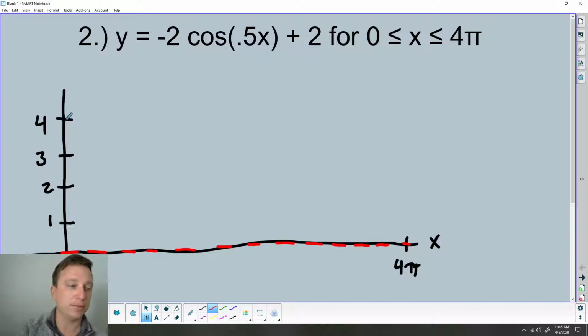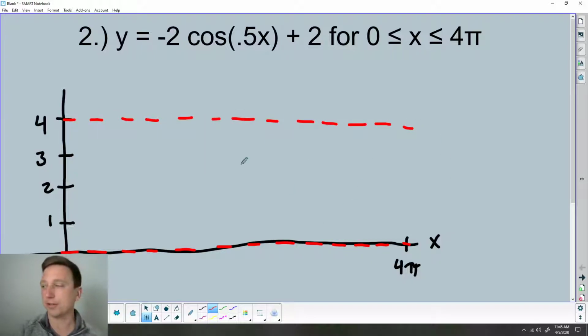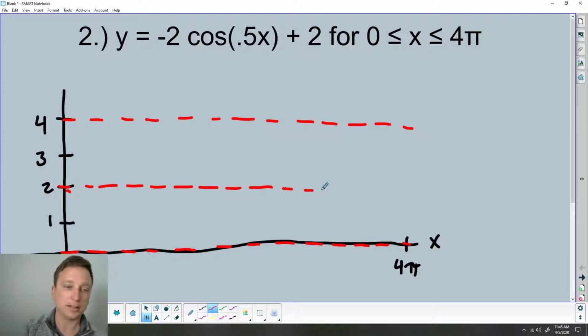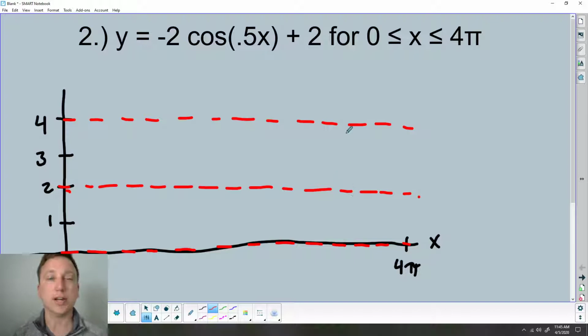There we have our minimum of 0. Maximum of 4, it will never go above this. And then our principal axis is positive 2. So we have basically the 2 taken care of as our amplitude, the positive 2 taken care of as our vertical translation or principal axis. Now we just have to worry about this 0.5 and the negative in front of the 2, both of which we'll deal with in just a moment.